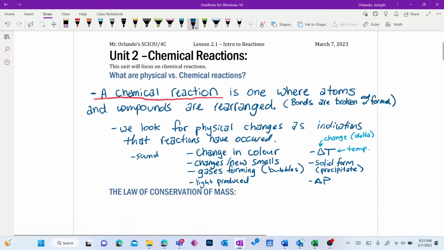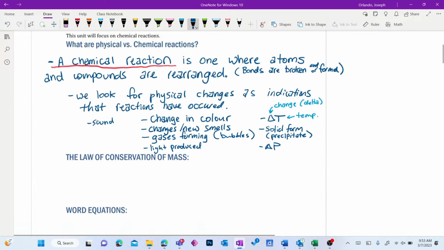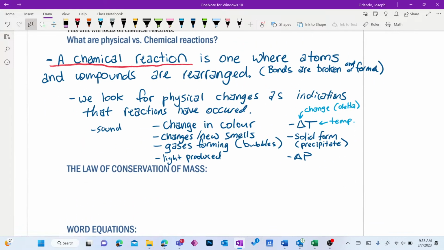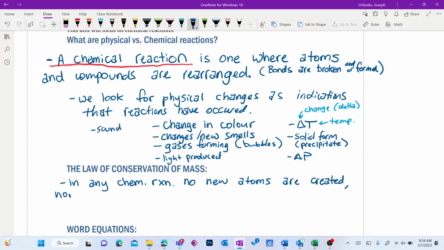Good. All right. But there's a rule that comes with that. And the rule is this. We call it the law of conservation of mass. And it says this. In any chemical reaction, and you're going to see this short form a lot, so I'm just going to start using it right from day one, no new atoms are created, nor are any destroyed.